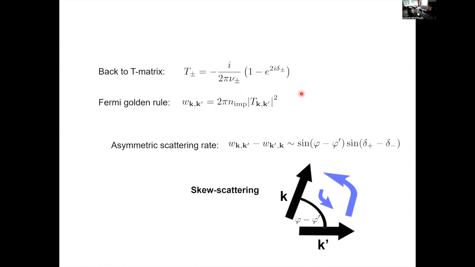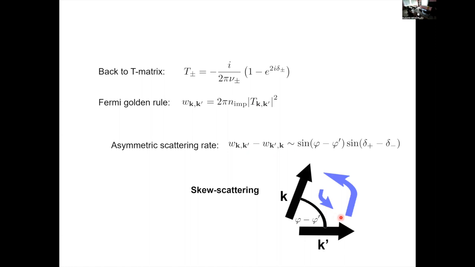Okay, so why are these scattering phases very important? Having two different scattering phases is important because now the scattering rate is an asymmetric function. The probability to scatter from state k to state k prime is not the same as to scatter from state k prime to k. So this is not a symmetric function, as it normally is if you just use a naive second Born approximation. That's the picture, the symbolic picture.